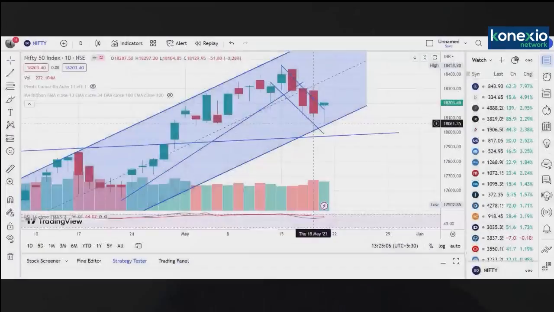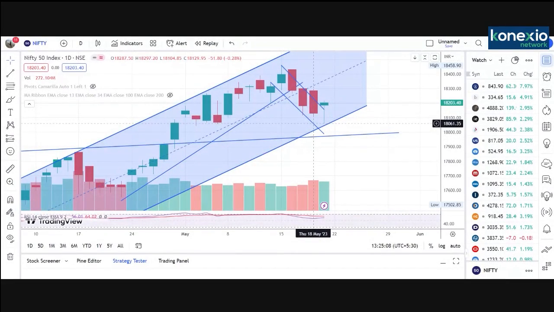But as of now, looking at this particular daily chart, we might see some sort of pullback. But from higher levels, we might see some sort of profit booking also, purely because of the monthly expiry.